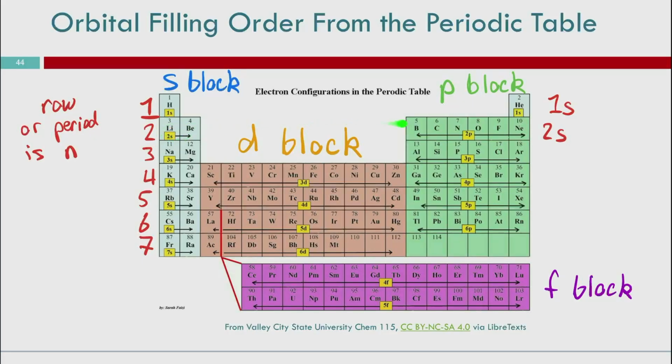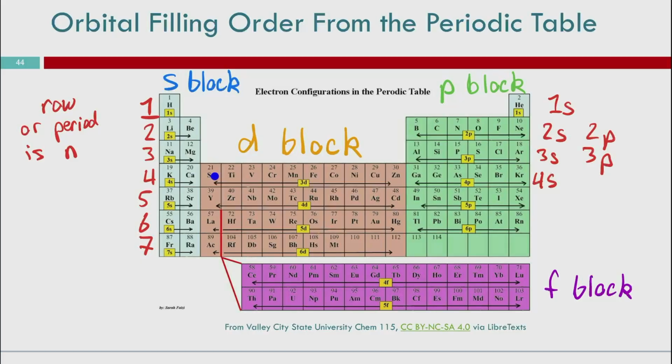After 2s, we jump across our D block to boron. And with boron, we're still in our N equals 2, but we're in the P block, and so we're filling up 2p next. Then we jump down another row. We're in N equals 3, back in our S block, so we've got our 3s. Jump across, we're still in N equals 3, but now we're in the P block, counting up, so 3p comes next. Then we jump down to N equals 4. We're in our 4s, so 4s comes next.